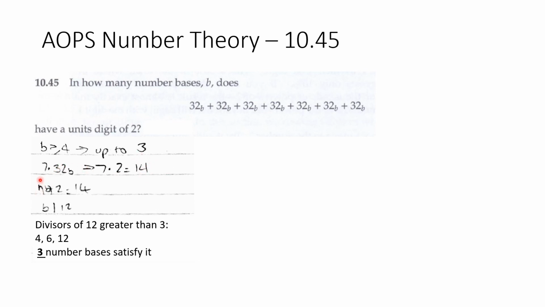So if nB plus 2 is equal to 14, that means B is divisible by 12. So divisors of 12 greater than 3, since it has to be greater than 3, are 4, 6, and 12, and all of these 3 number bases satisfy it, so there's 3.